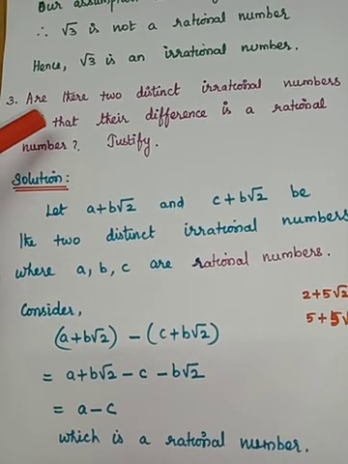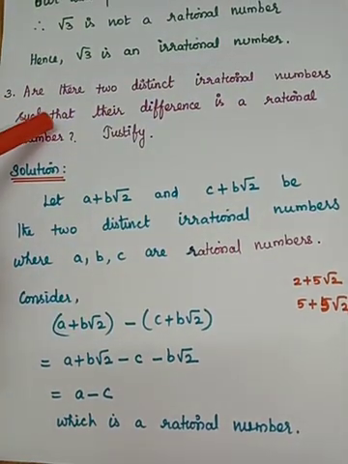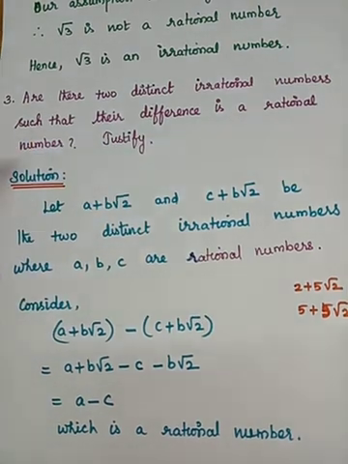So we conclude there are two distinct irrational numbers in such a way that their difference is a rational number.